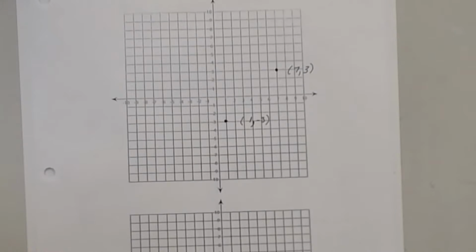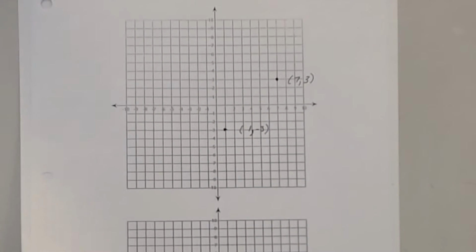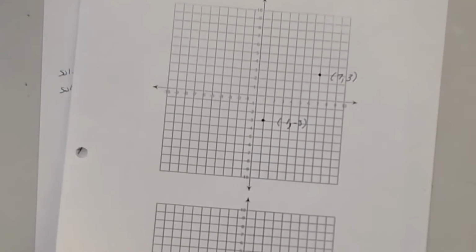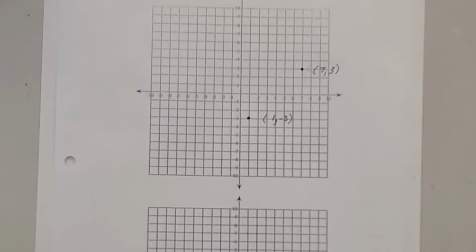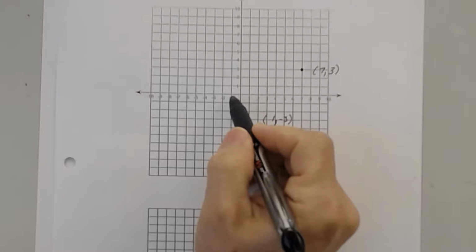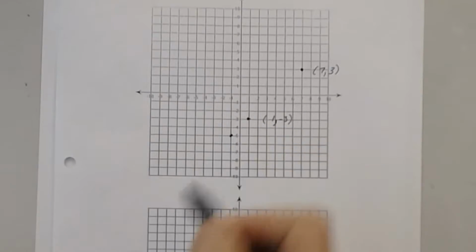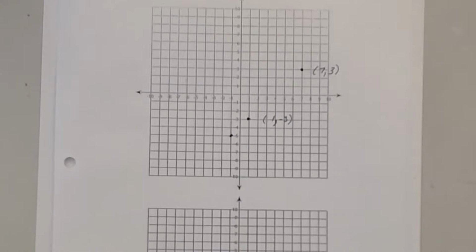Again, make sure you do 3 points just in case you made a mistake with the computation. And then the last point is (-1, -5). So I go which way? Right. I mean left. To the left 1 and then down 5. So that's about here.